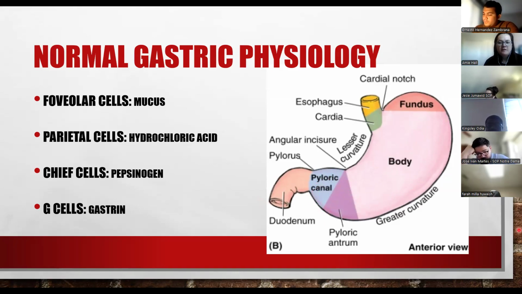There are 4 different types of cells found throughout the layers of the gastric glands. The first is the foveolar cells. Those produce mucus. Next are the parietal cells. Those produce hydrochloric acid. Then we have chief cells, which produce pepsinogen, and we have G cells that produce gastrin. That should be a little bit of review for you. I think Dr. Hong talked about that when we were talking about GERD.